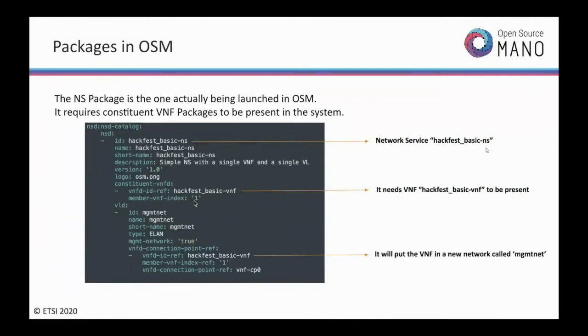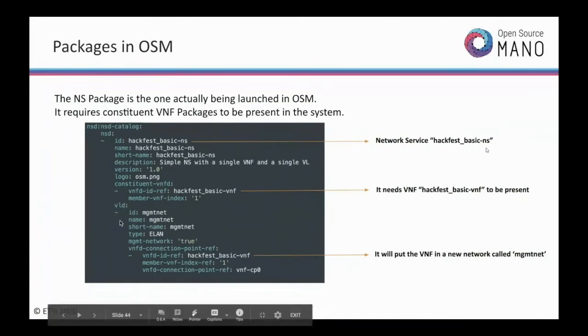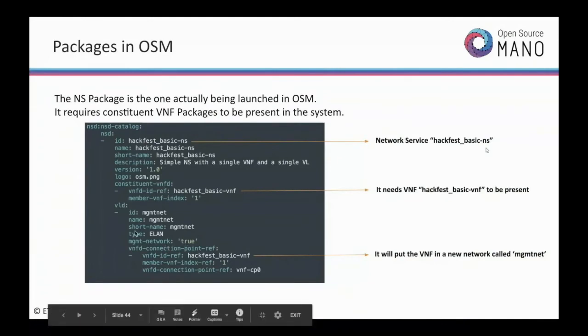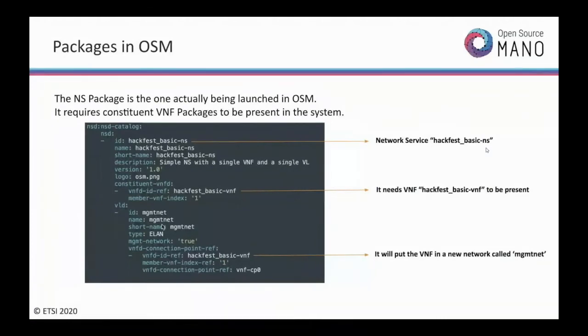And then we have the VLD part, which is the virtual link descriptor. And as you know, in YAML, these dashes are elements of a list. So how many VLDs do we have? We have 1, because we have just 1 dash. And that virtual link is to be called management net, and is said to be a management network, I mean, to be considered by OSM to be a management network. So whenever OSM is looking for a management network to configure a VNF through charms, for example, it will use the network that is marked as management network true.